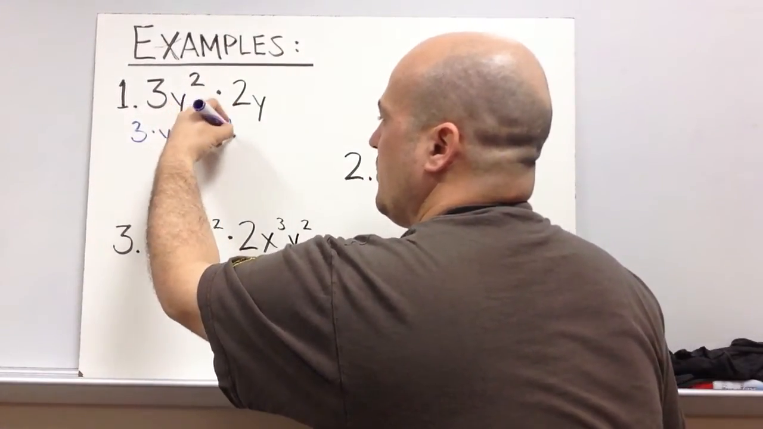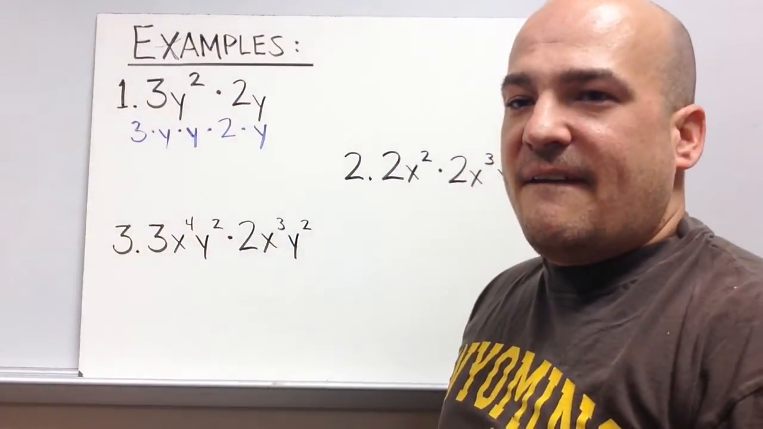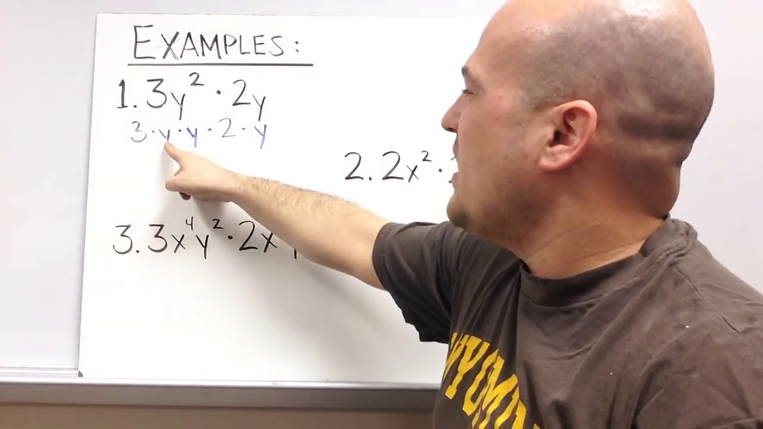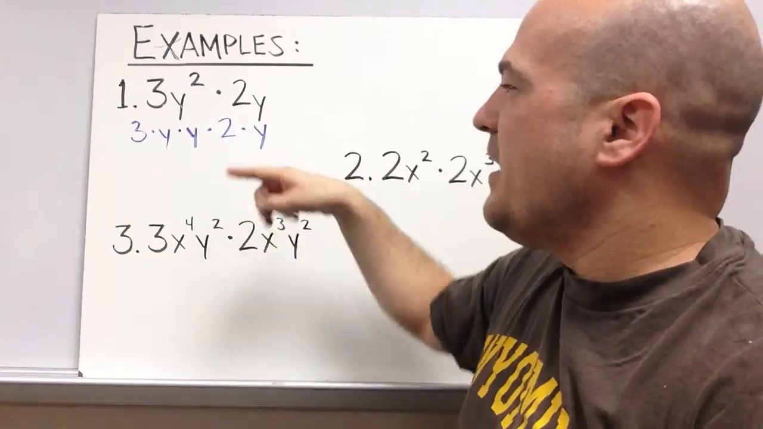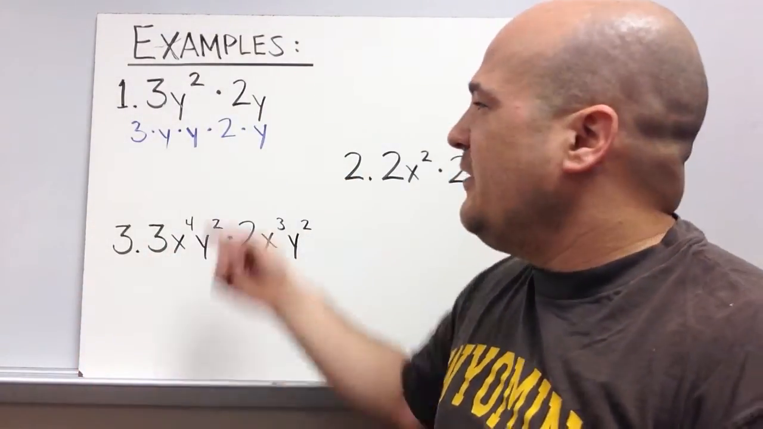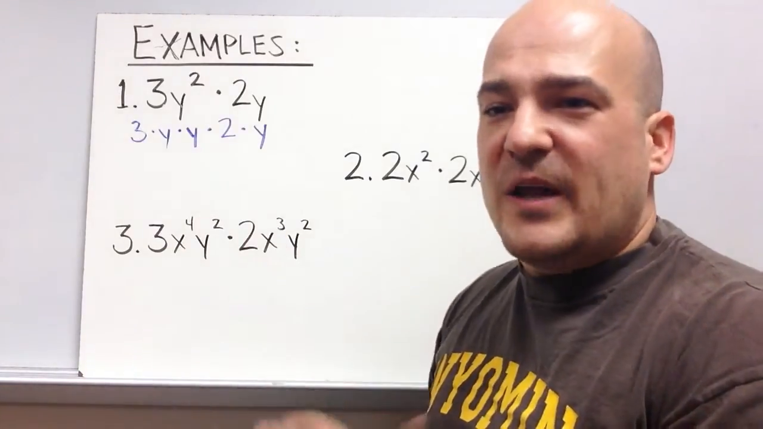2 times y. Okay, see that? 3y squared, 3 times y times 2 times y. So really this is just one long multiplication problem. And remember, multiplication doesn't matter which order you multiply things, just that they all get multiplied.